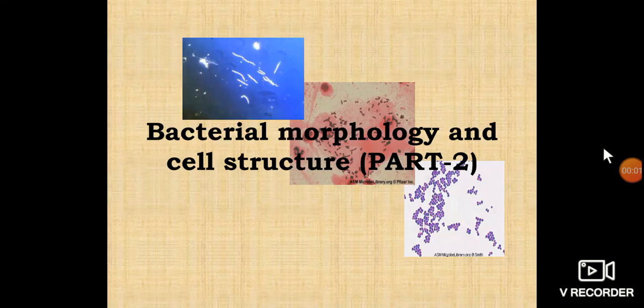Hello everyone, I am going to continue with bacterial morphology and bacterial cell structure. In the last part I completed bacterial cell size, shape as well as morphology. Under cell structure I discussed the bacterial cell membrane, cytoplasm and its content as well as the bacterial cell wall. In this presentation I am going to discuss the bacterial capsule, flagellum, pili as well as the bacterial spore. Let's start with the topic.